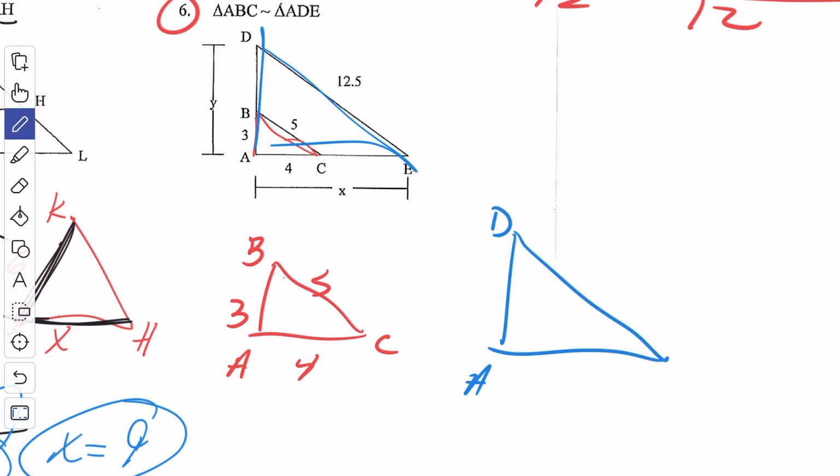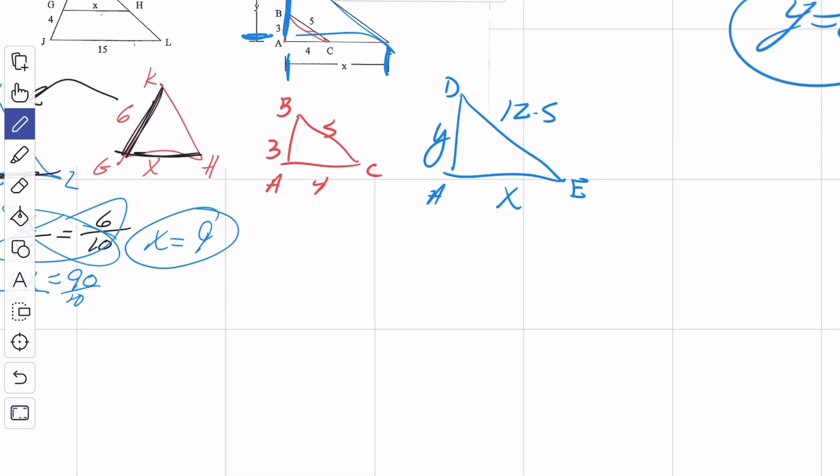So ADE. So now here, though, it says Y goes from here to here. So the whole side is Y. Here it says X is here. So the whole thing is X. And then it's 12.5. So for this one, we do need to solve for this twice.